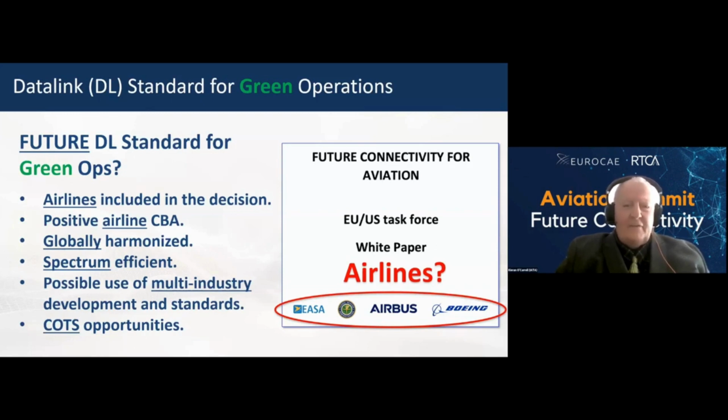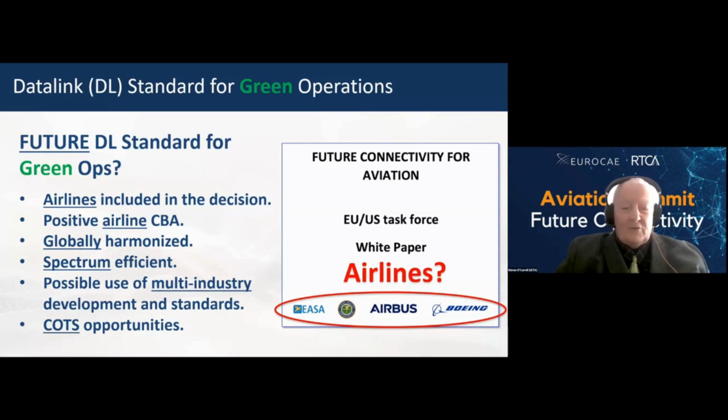So as I see it, for a future Datalink standard 2035 for green operations, the airlines will need to be in the decision from the outset. We will need positive cost-benefit analyses. We will need global harmonization. I heard this morning that there were 73 standards in existence, I believe, as computed by EASA and EUROCAE. 73 standards, we obviously have a problem there.